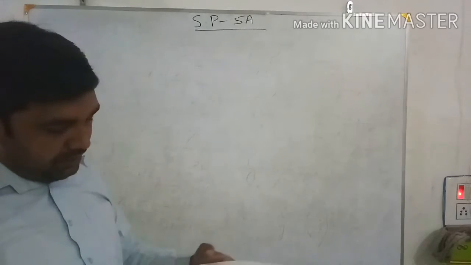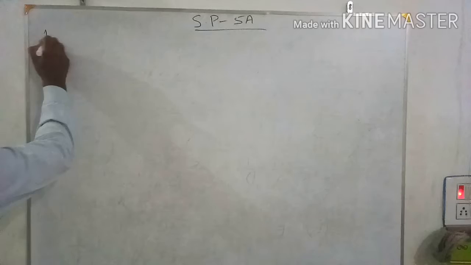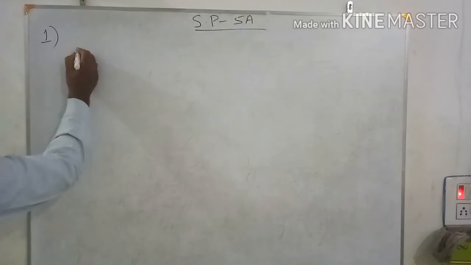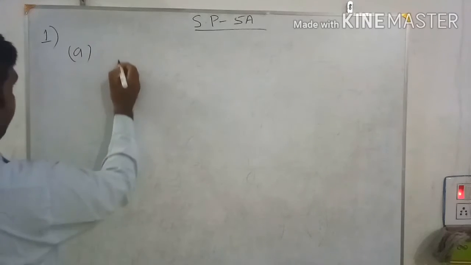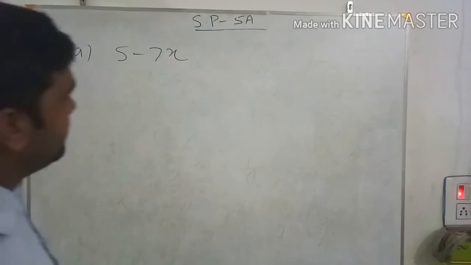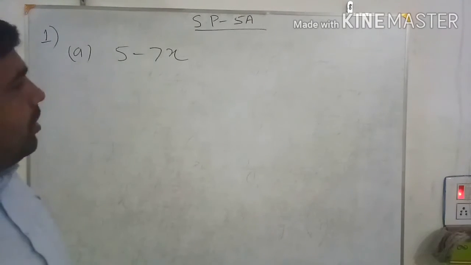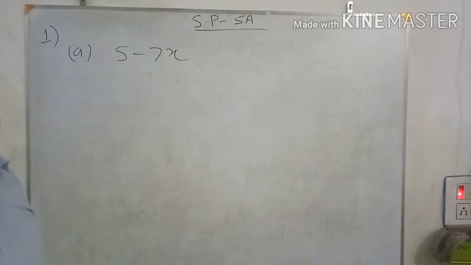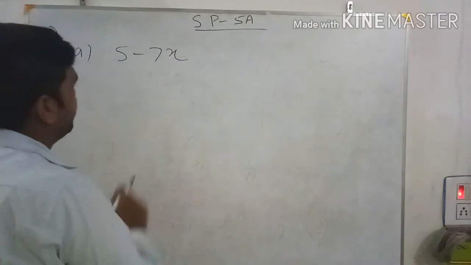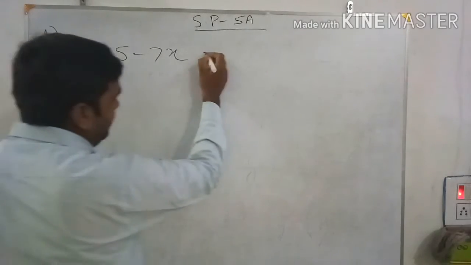First question, which of the following algebraic expressions are polynomial? Look at the question first. 1a, 5 minus 7x. In the last class we discussed that a polynomial is an expression in which the degree of the variable cannot be a fraction or a negative integer. So here the degree of the variable x is a positive integer, so this is a polynomial.